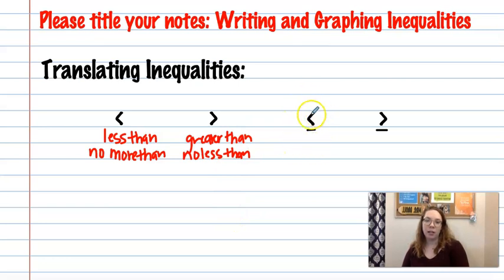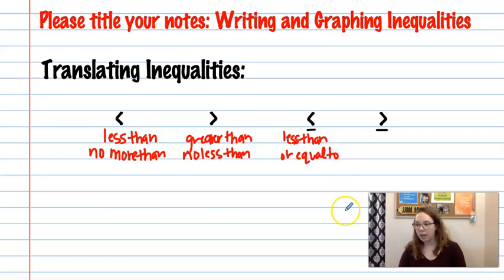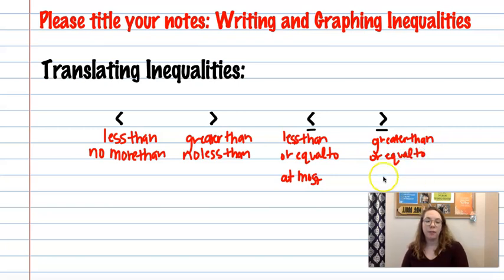All right, this one with the line underneath means less than or equal to. Another common thing we'll see it as is at most. That's another common phrase we'll see for that one. And then we have greater than or equal to. And then a common phrase we'll see for that one is at least.